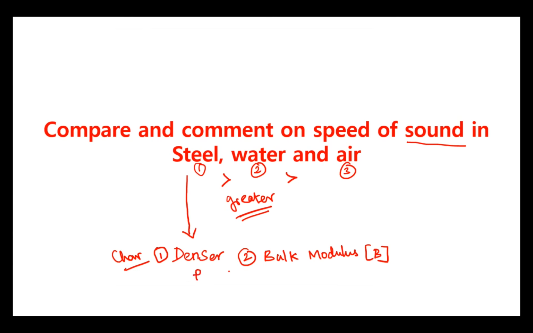If you have a density and if you have a bulk modulus, can you relate these two? Can you recall any equations relating density and bulk modulus? How will you find speed if you are given bulk modulus and density?